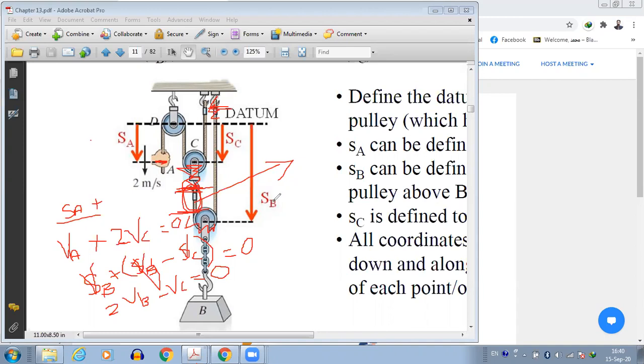We specify it as the total length from the datum, from this pulley, minus this SC. We remove the constants, so just ignore the constants. The constants are wherever the rope is passing over the pulley, going into the pulley, or above the datum. Just think that they are not there. So now if you want to find how much this length is, it will be total SB minus SC. Got it?